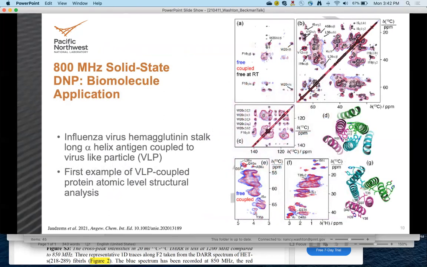So here's an example of a biomolecular application at 800 megahertz utilizing DNP. The influenza virus, and this is going to be a mouthful, hemagglutinin stalk long alpha helix protein antigen was investigated, the free version and coupled to virus-like particles. So high field DNP provided the sensitivity enhancement necessary to detect and elucidate the antigen structure under very dilute conditions of attachment to the virus-like particles. Now, this is important because this is a much better proxy for mimicking in vivo conditions.